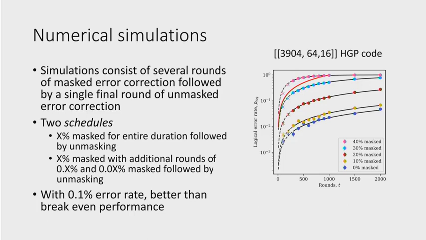So with 0.1% error rate, we see here in this plot that it's actually the case. It's better than break even, this red line. It's better than doing nothing for up to 30% masked. And then, again, this is for the random mask. And one notable thing is that even for 10%, which is a constant fraction of the generators, we see very close performance to completely unmasked.